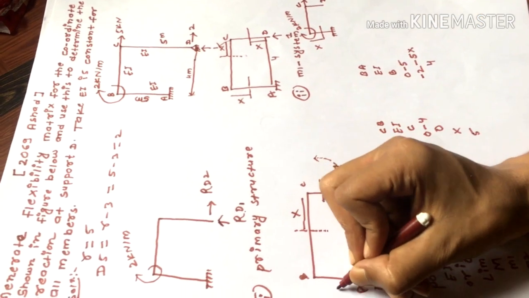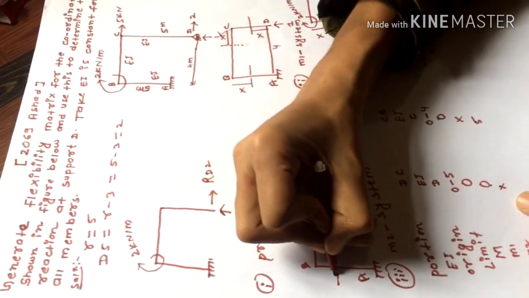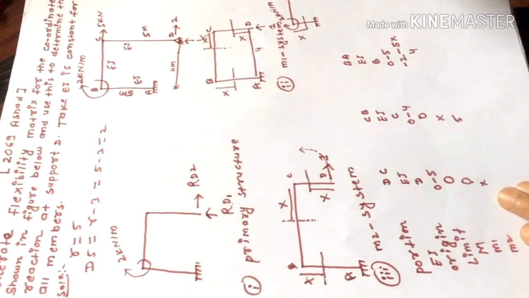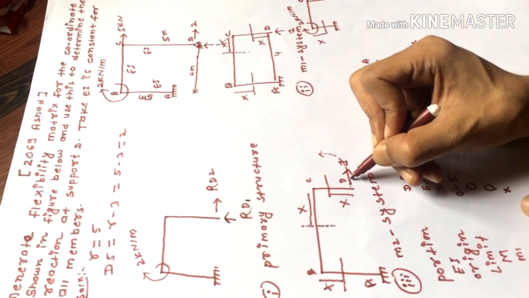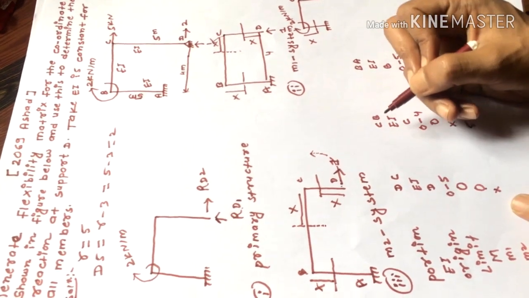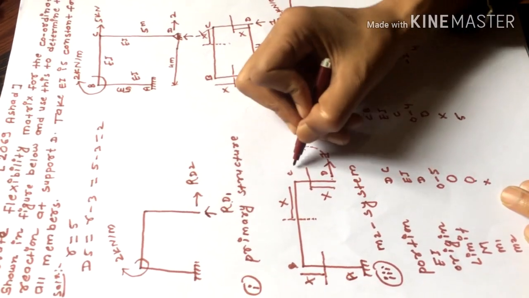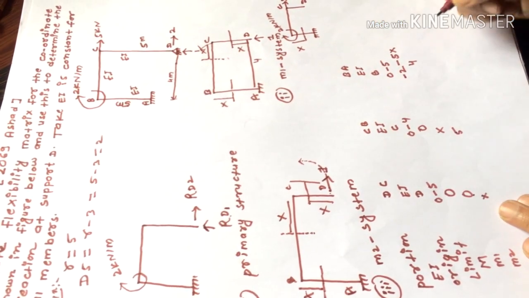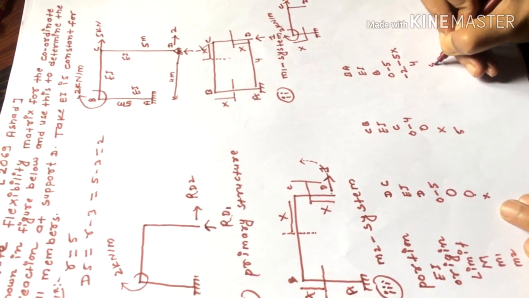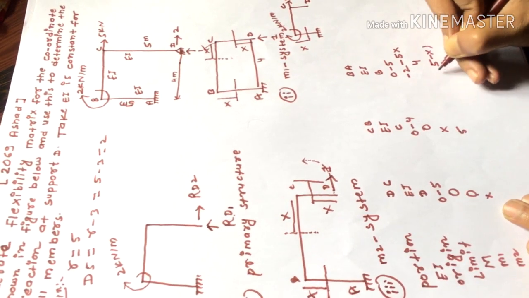In portion BA, let us take a section at a distance of x. So here 1 kilonewton force will rotate this section in anti-clockwise direction, and our distance is, if this is 5 meter, then perpendicular distance is 5 minus x. This is 5 minus x.